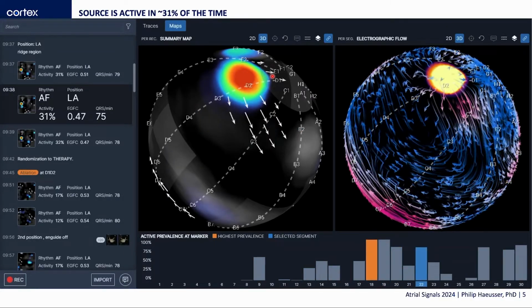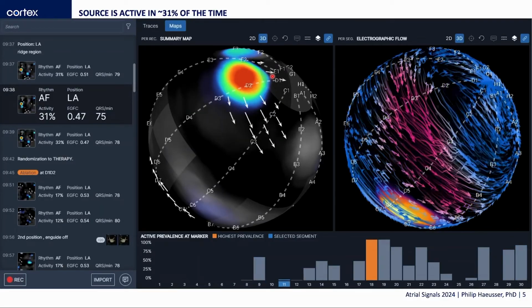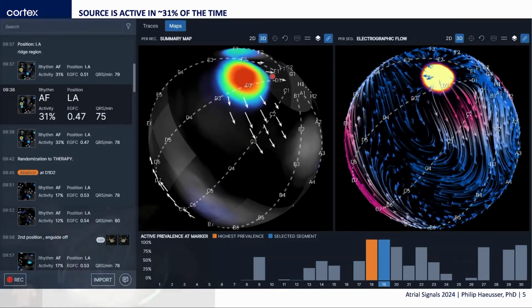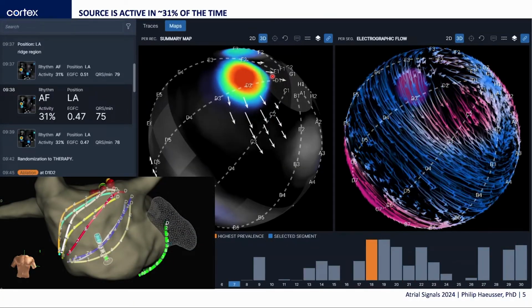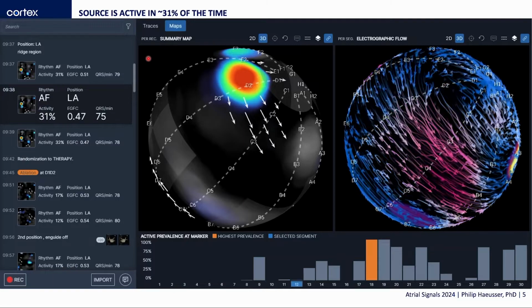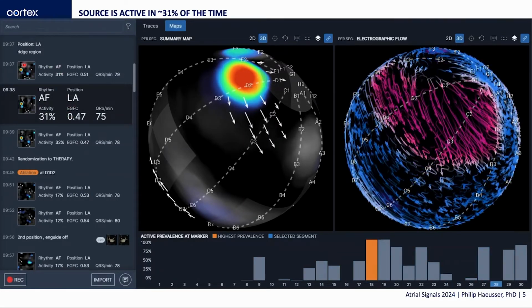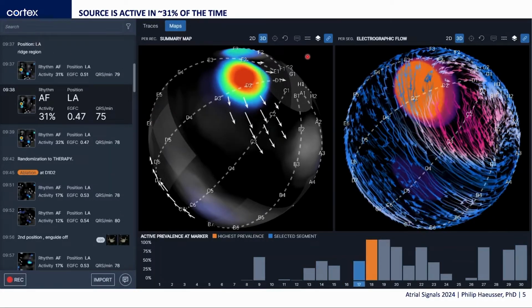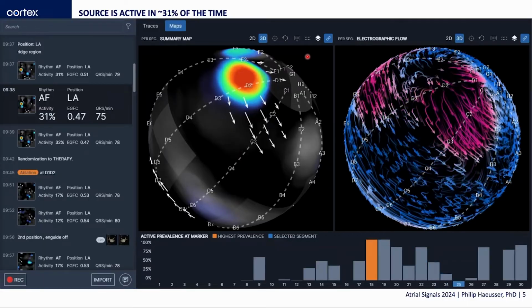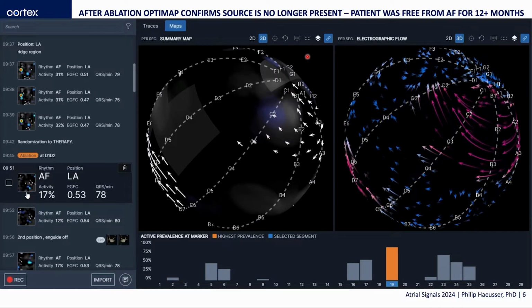The EGF source was identified in 31% of the time, resulting in a red spot in the summary map. This location corresponds to the roof of the left atrium near the LSPV. And as you can see in the timeline on the left, the source was highly reproducible in 3 successive recordings. This was the only source above threshold that we found in this patient. And according to the protocol, this source was ablated.